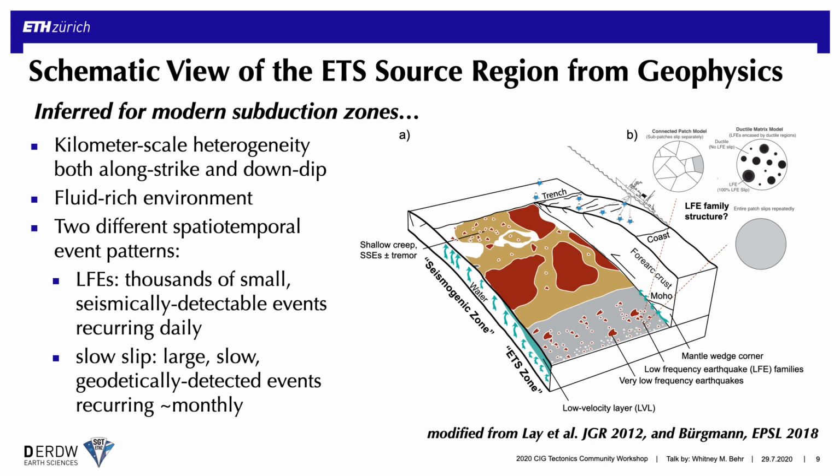There's also a lot of evidence that the environment is very fluid rich and involves high fluid pressures. And there's evidence for two distinct spatiotemporal event patterns: LFEs, which represent thousands of small seismically detectable events recurring daily, and slow slip, which are much larger aseismic, geodetically detected events that are recurring over several months.